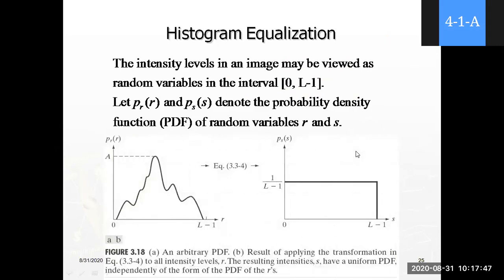So here I am considering my scale value. What is my scale value? 0 to L minus 1, my intensity scale. And let us consider there are two probability functions. So PR of R and PS of S denote the probability density functions of the random variables S and R.